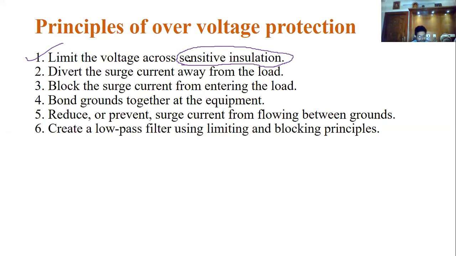Then the second one. You cannot minimize these over voltages or lightning currents at all. The only possible way is to divert that current. Divert the surge current, or lightning current, away from the load. That is the second principle. Then the third one is to block the surge current from entering the load. Blocking here is similar to diverting the current.